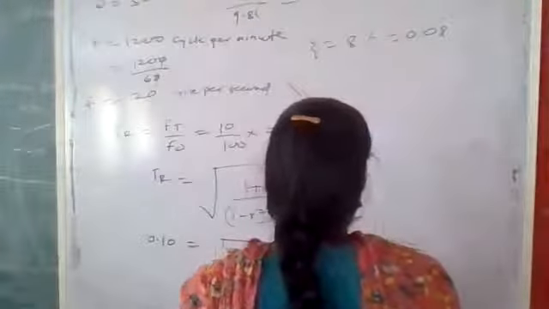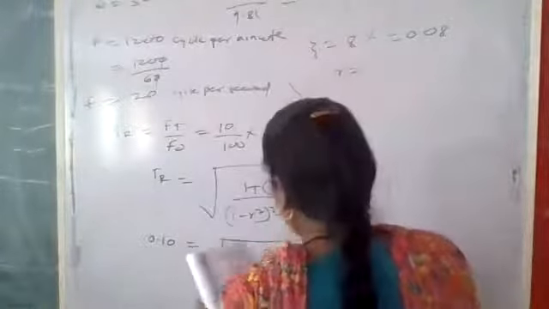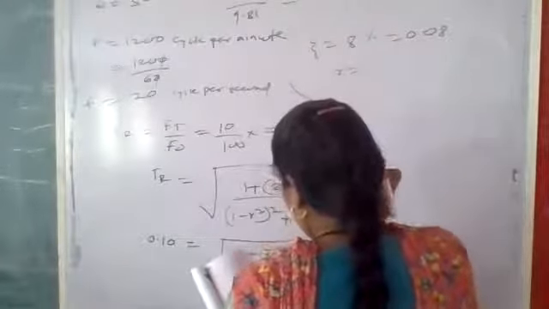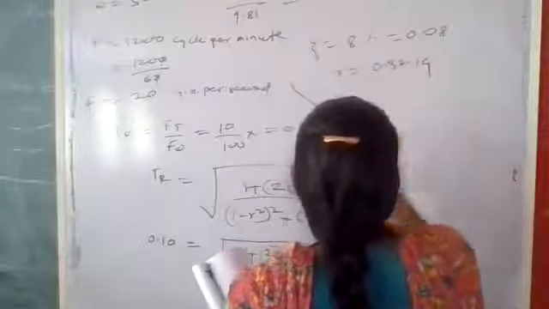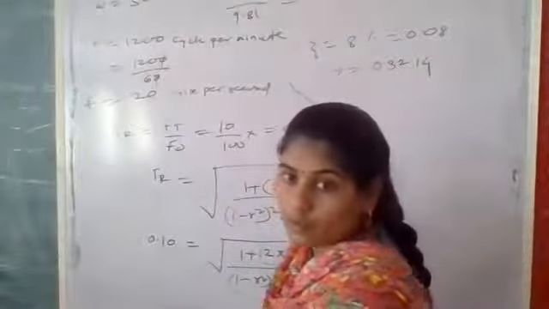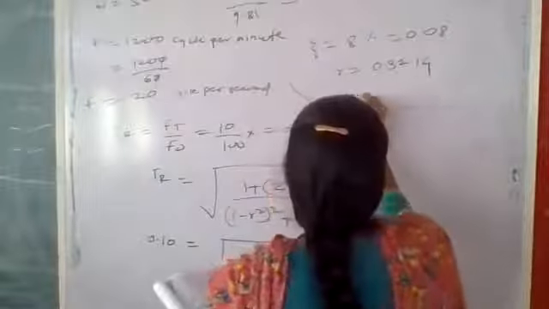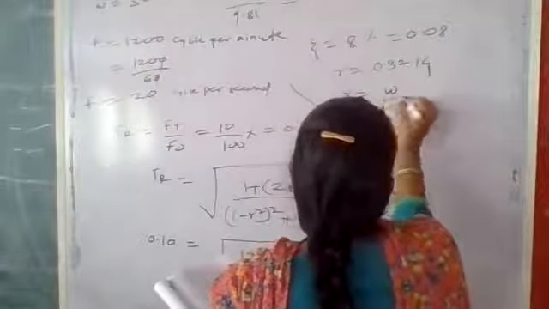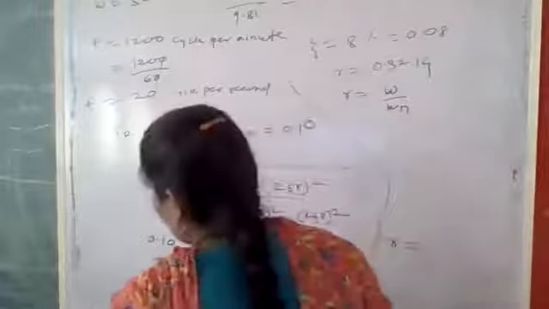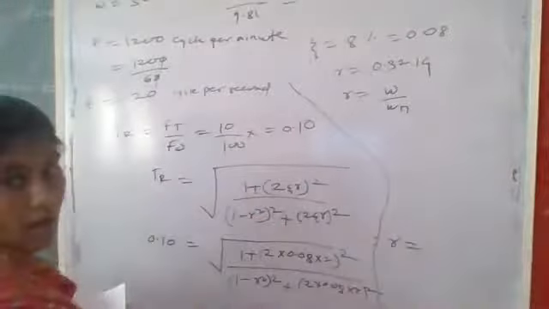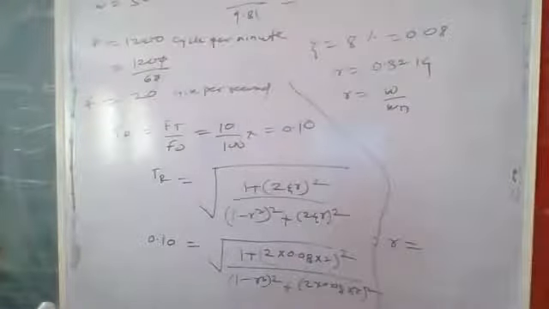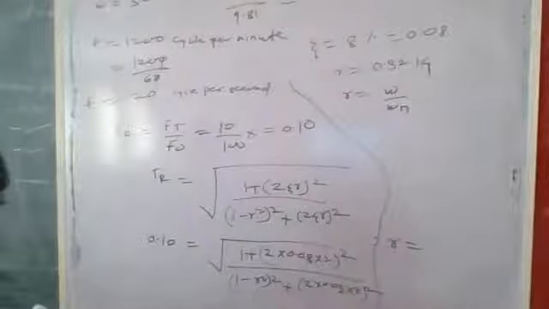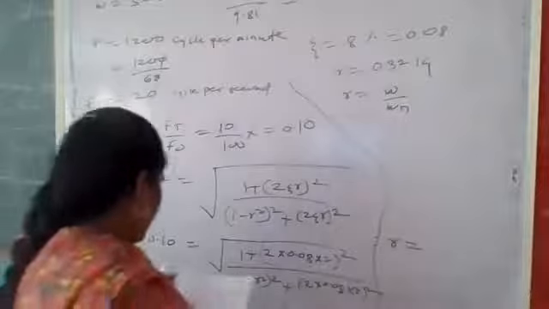From my side, the value of R is 0.3214. That is the value of R. Based on this, from this we already know the ratio omega to omega n, that is the frequency ratio R. So already we know omega. How do we calculate this omega? That omega we have to calculate.